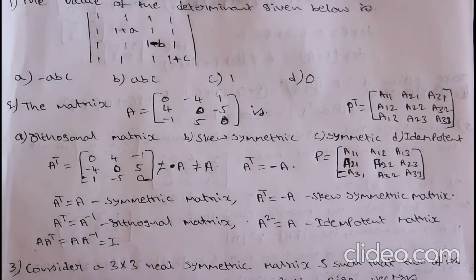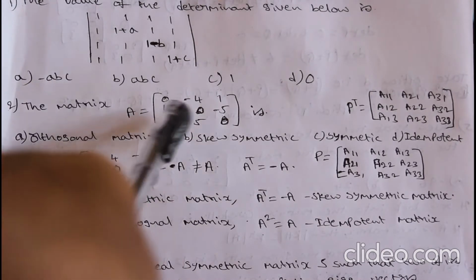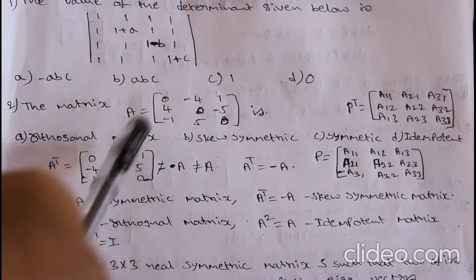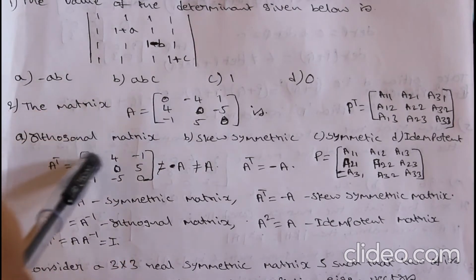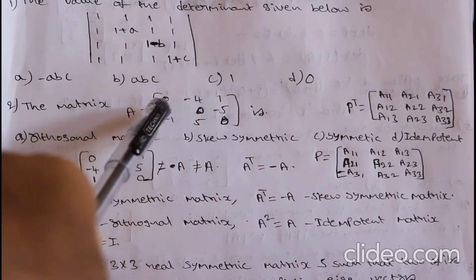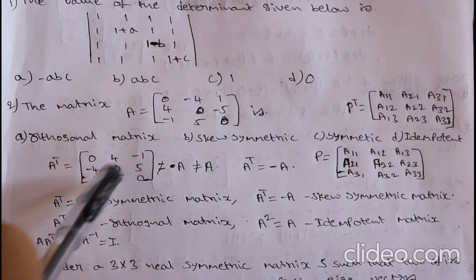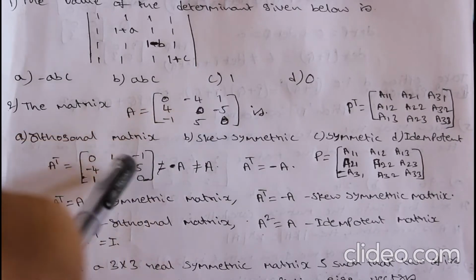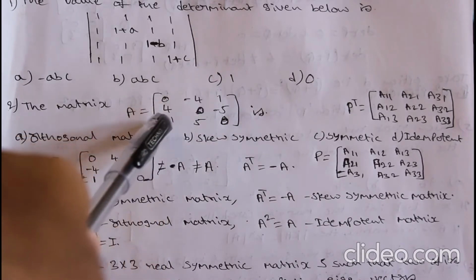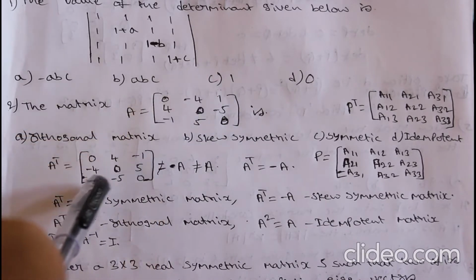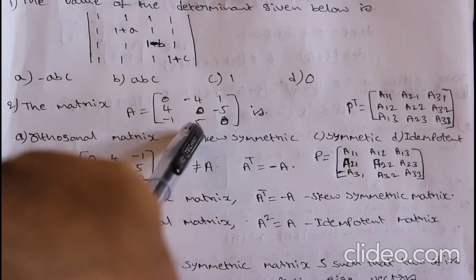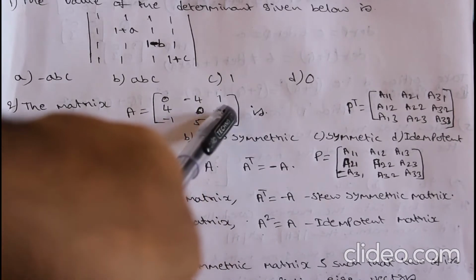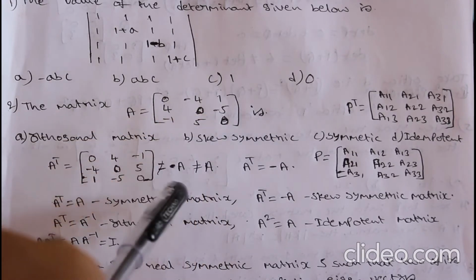So to calculate the transpose of the matrix A, A transpose is equal to 0 as it is. Interchange minus 4, 4, so 4 comes here, and minus 4 will be here, and 0 as it is, diagonal element. And interchange 1, minus 1, so minus 1 here, 1 here, and interchange minus 5, 5, so 5, minus 5, and diagonal element as it is, 0.